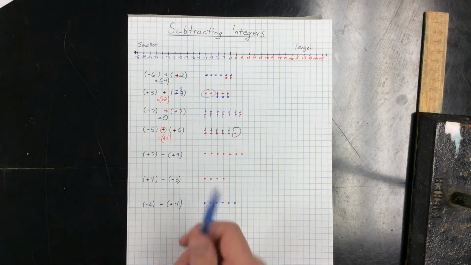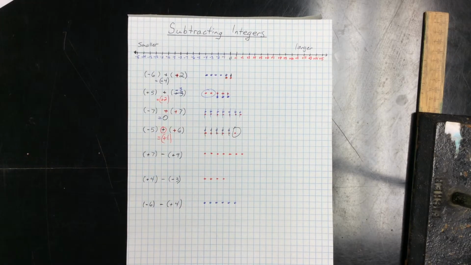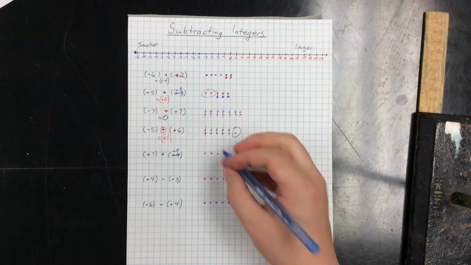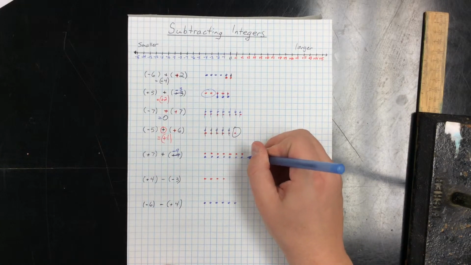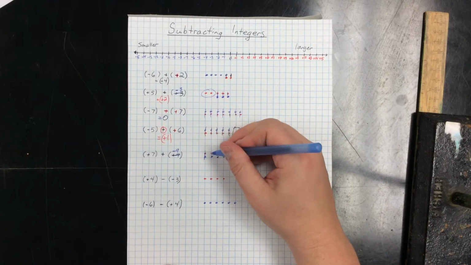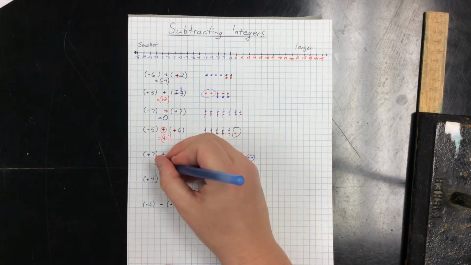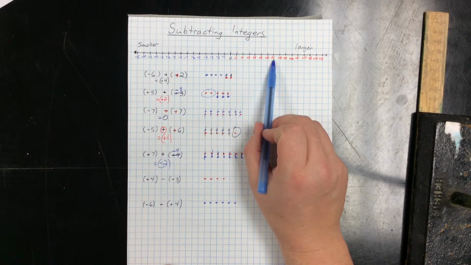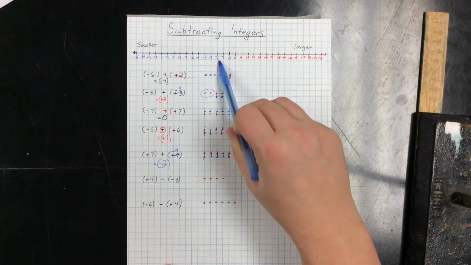Alright, so I'm at positive 7. I'm going to add the opposite to this, so negative 9. So I get 9 negatives. Anytime they pair up from each other, they cancel out. And I'm left with an answer of negative 2. So I'm at positive 7. I got 9 negatives. 1, 2, 3, 4, 5, 6, 7, 8, 9. I end up at negative 2.